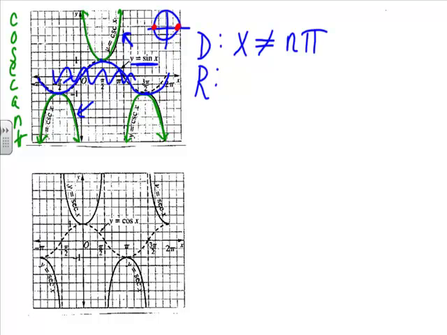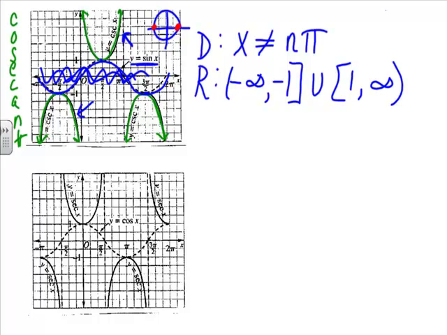The range then is going to go from negative infinity with a parenthesis to negative 1 with a bracket because it's included, union 1, so it jumps this stretch here, union 1 up to infinity. Okay, so once again, no reason to freak out because you can always look at it on your calc if you can't remember.